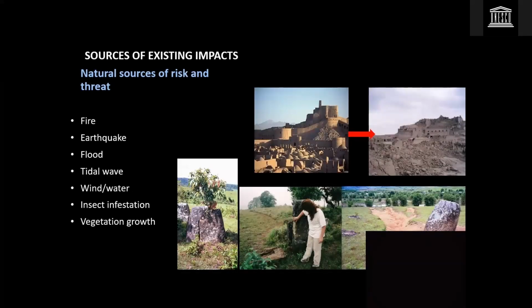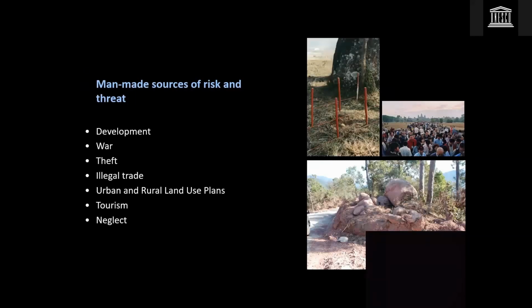The condition of the heritage sites and their environment has been mentioned a couple of times in this presentation. Of course, the environment is not only affected by people-led events; natural sources of risk and threat exist. It can be earthquakes, fire, flood, wind and water erosion, insect infestation or vegetation growth, which affects tangible and intangible heritage. Man-made sources of risk and threat are not only from development. It could also be war, theft, illegal trade, urban and rural land use plans, change of urban and rural land use, tourism, or just plain neglect.